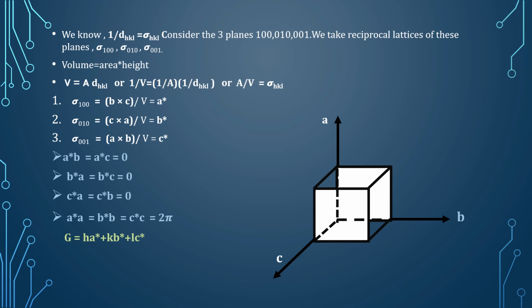This is equal to a star. Sigma_010 equals C cross A by V, equal to b star, and sigma_001 equals A cross B by V, equal to c star. And a star dot b equals a star dot c equals 0, b star dot a equals b star dot c equals 0, c star dot a equals c star dot b equals 0, and a star dot a equals b star dot b equals c star dot c equals 2 pi. Here a star, b star and c star are called the fundamental reciprocal lattice vectors. So the reciprocal lattice vector G can be written in terms of the Miller indices and the fundamental reciprocal lattice vectors as G equals h a star plus k b star plus l c star.